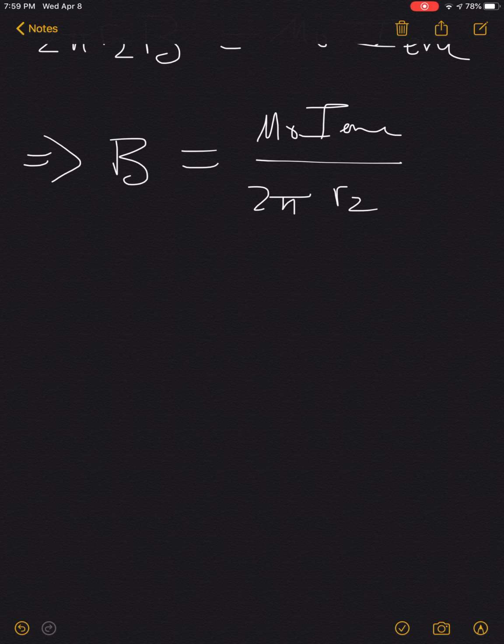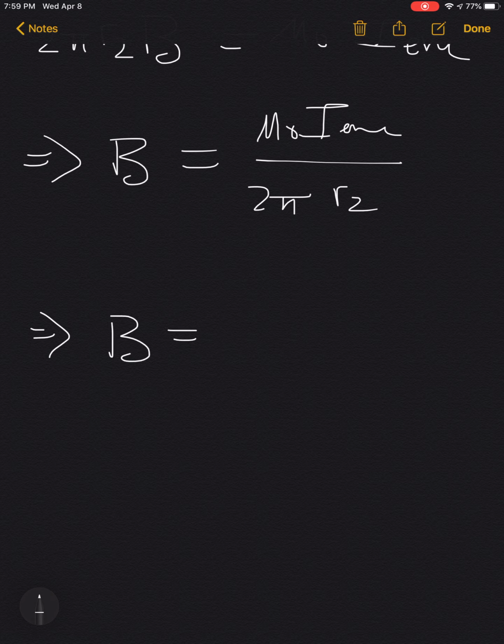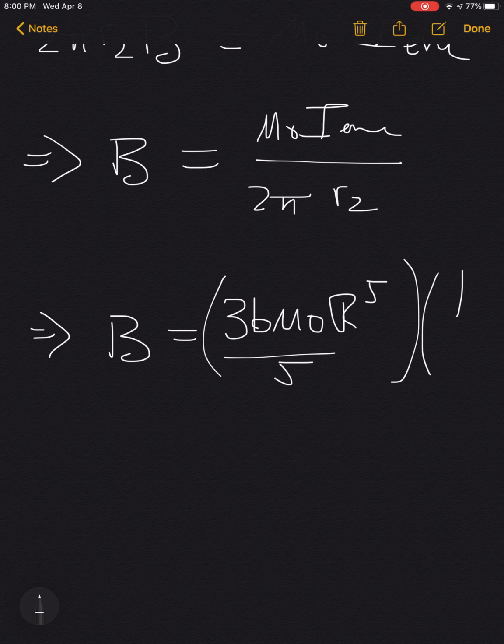Remember in part A, B was an increasing function of R1. Here it decreases with increasing R2. If I write this in terms of all of the parameters given, some of these factors cancel, so that I am left with 3b mu naught R to the 5th over 5. That's one factor. And then the behavior outside is given by 1 over R2.